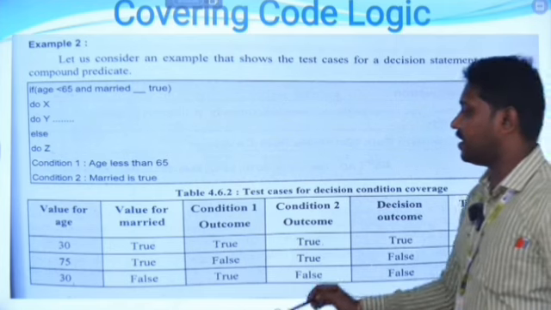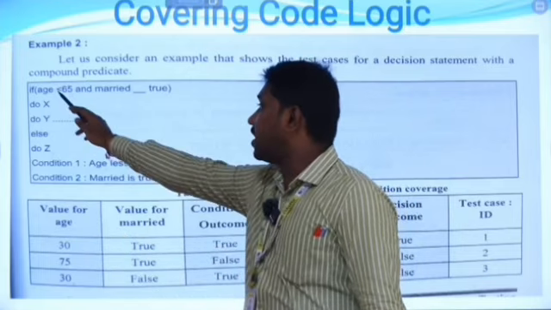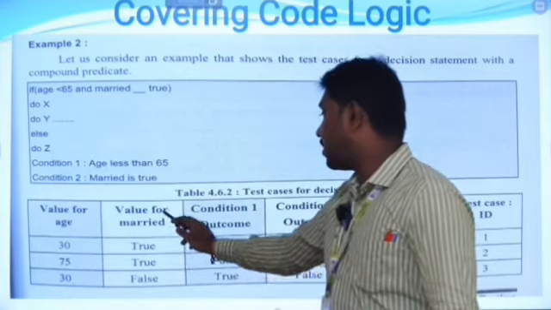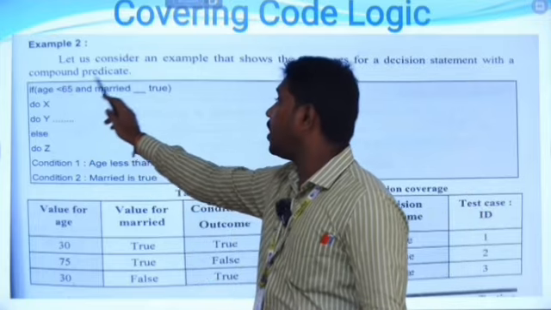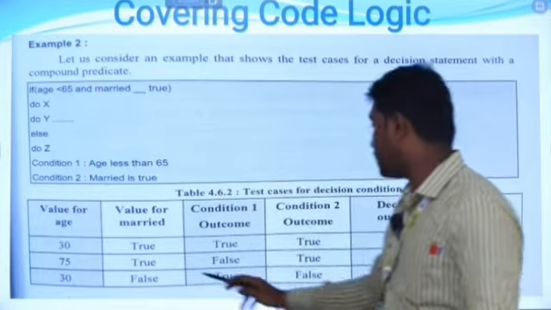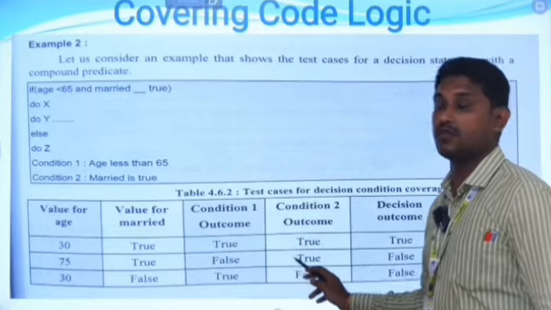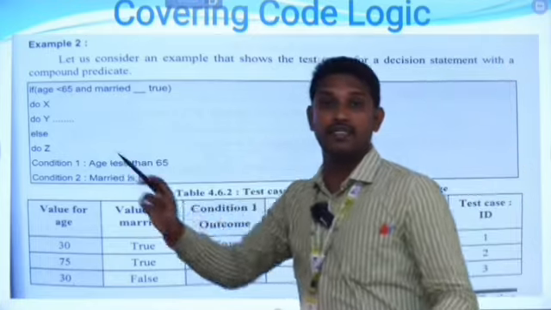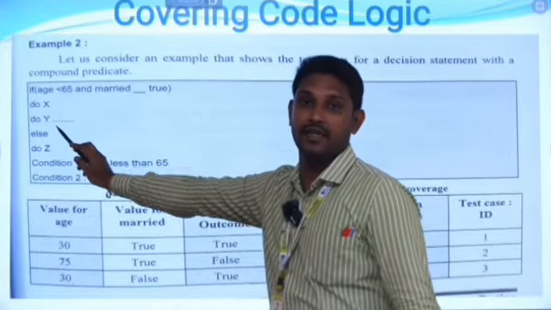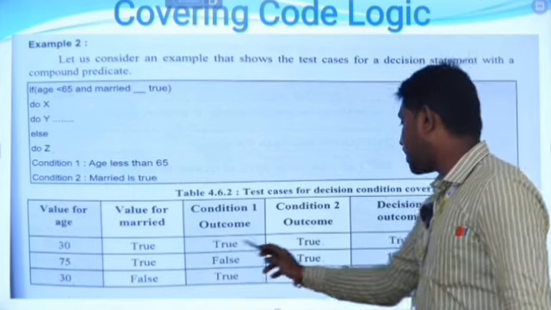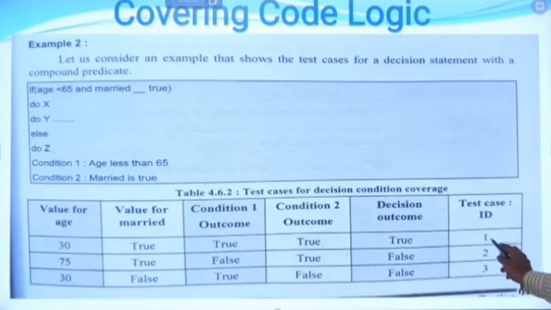Let us see the first condition. Suppose my age input value is 30. So 30 is less than 65, and the marriage status is true. The age condition is true and the marriage condition is true, as shown in the third and fourth columns. So true, true. If both conditions are true, I use AND. AND means both conditions should be true, and only then it will go for do X and do Y. That is the true part. So if both conditions are true, the outcome will be true, and this test case is identified as test ID 1.